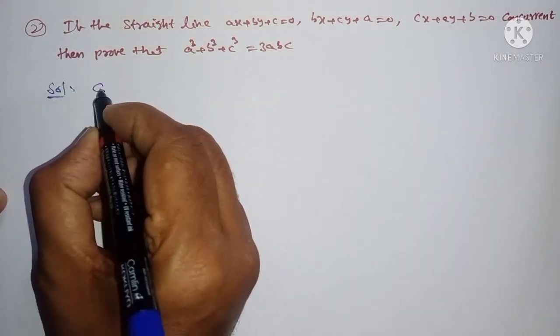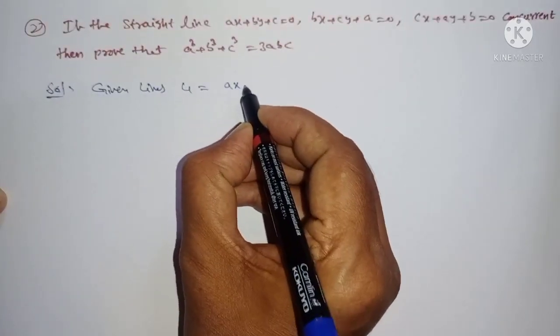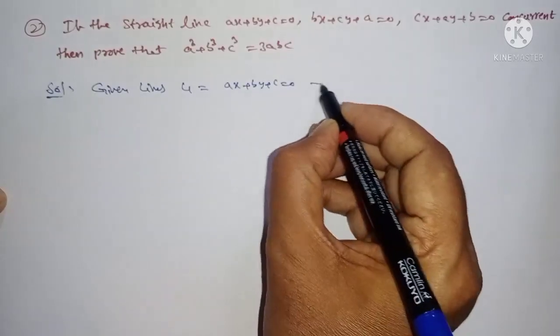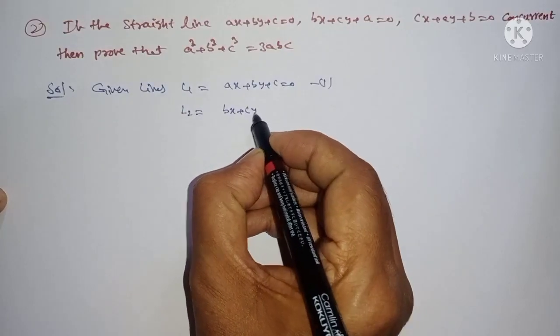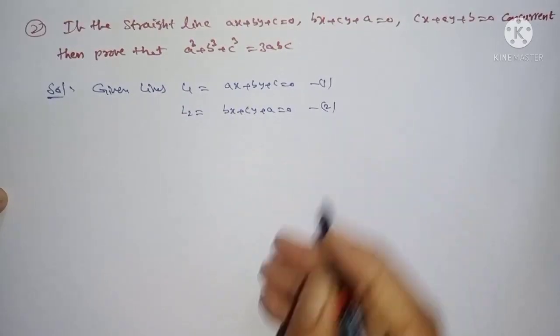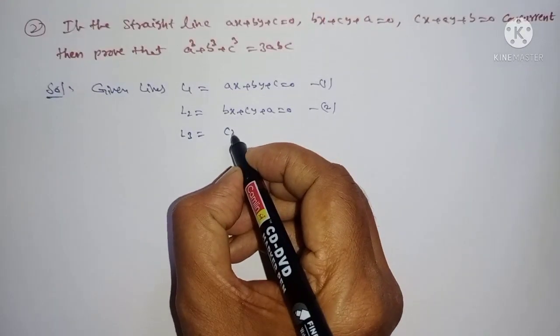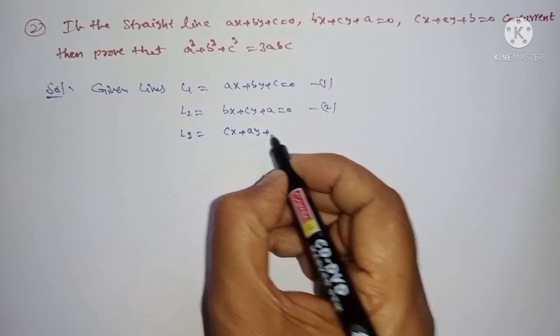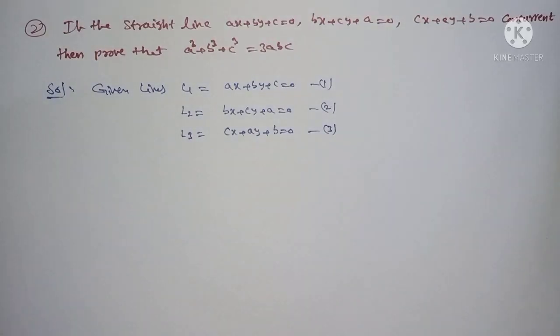Given lines you can write here. L1 is ax plus by plus c is equal to 0. L2 is bx plus cy plus a is equal to 0. L3 is cx plus ay plus b is equal to 0. Solve any two equations to get the point of intersection, and the intersection point you can substitute in the third equation.